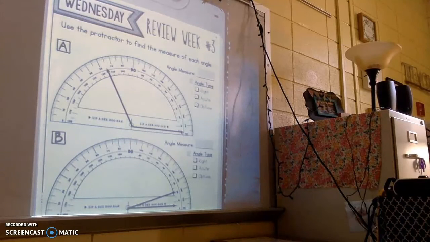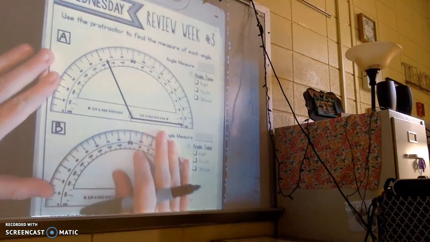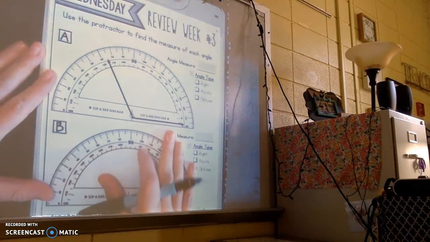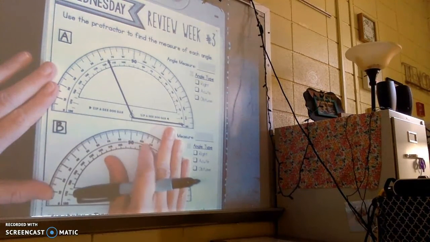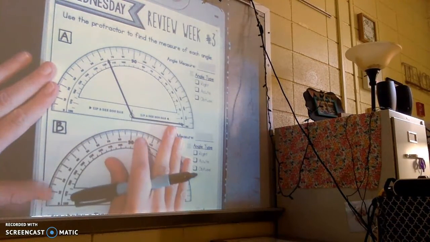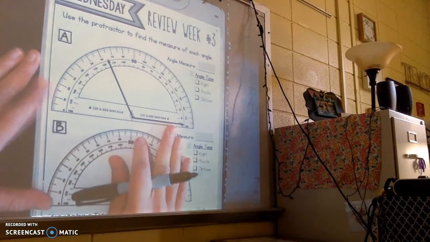Hi, fifth grade. It's Wednesday, review week 3, and today we're measuring angles on a protractor. Make sure you have your Google slide open with this video also open next to it so you can do this problem with me, and something to write with or a piece of scrap paper if you need it.